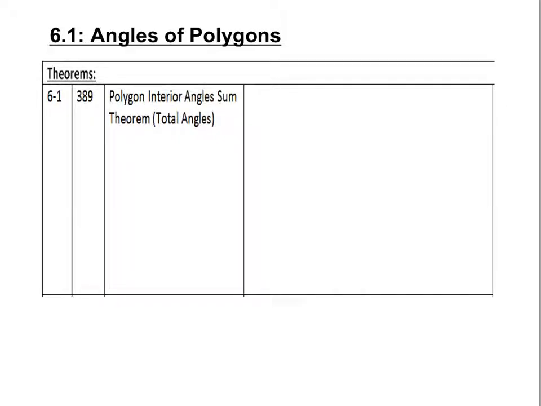Okay, so this video is going to explain section 6.1, which talks about angles of polygons. Chapter 6 is all about quadrilaterals and parallelograms and the relationships that they have. But today we're talking specifically about the angles inside and outside of polygons. Remember, polygons are just any closed figure with non-curved sides. So typical things like squares, hexagons, octagons, they're all polygons.